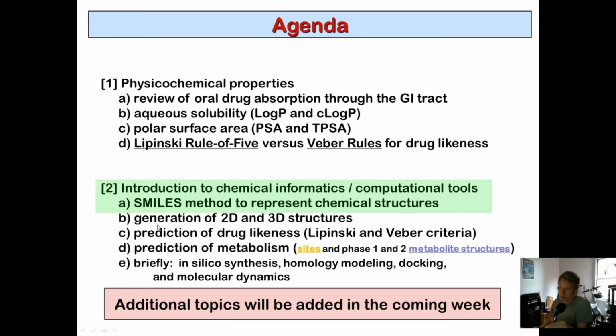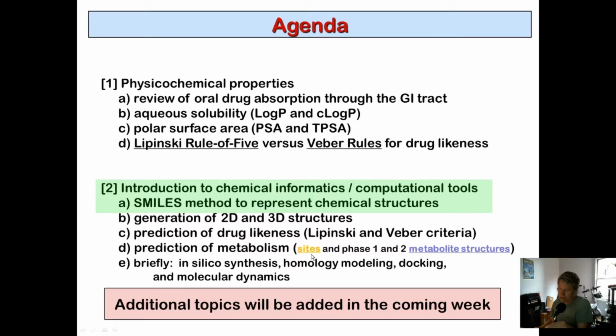From there, we'll generate 2D and 3D chemical structures. We're going to predict drug likeness using the Lipinski and Weber criteria that we just talked about. So we'll use a computer to rapidly figure out the Lipinski and Weber criteria. Then we're going to also use these SMILES strings to predict metabolism of molecules.